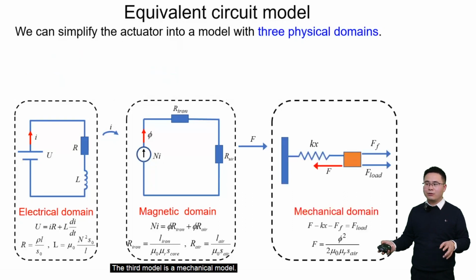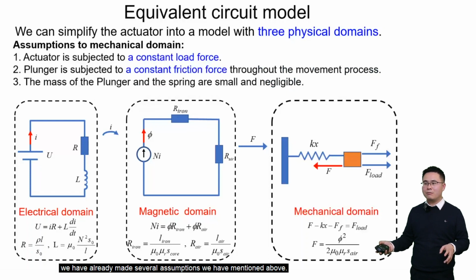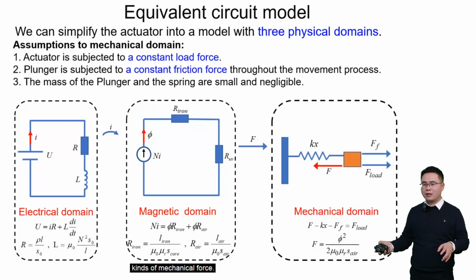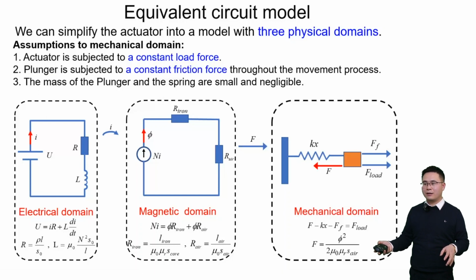So the third model is the mechanical model. In this model, we have already made several assumptions we have mentioned above. And in this model, you will find the magnetic force F has to overcome three different kinds of mechanical force. One is the elastic force generated by the spring. Another is the friction force, F_F. And the final one is the load force, F load.